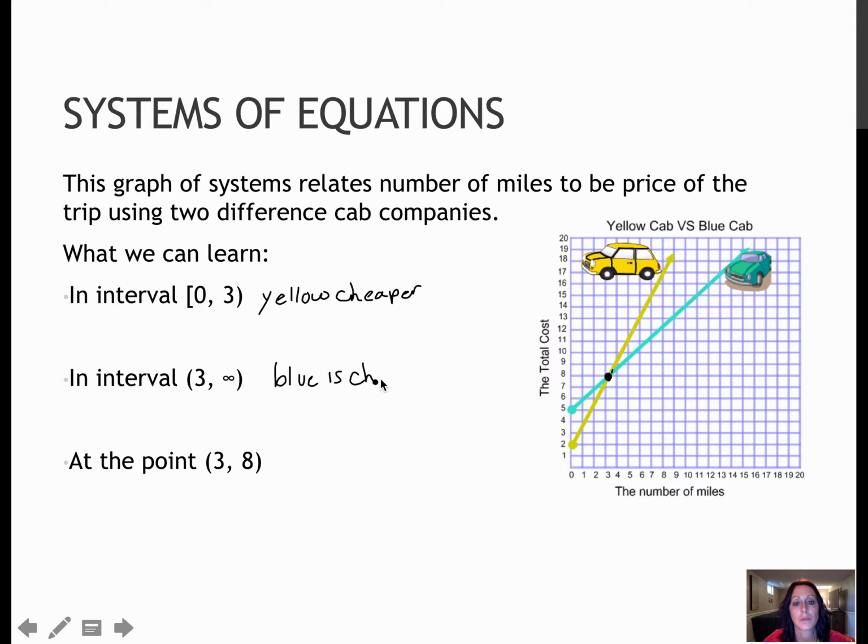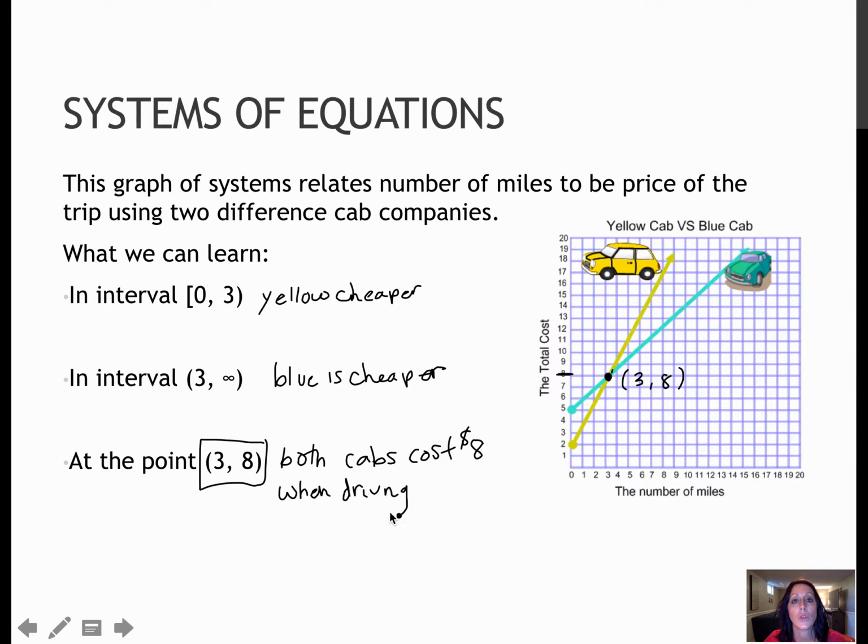The solution to this system would be the point (3, 8), which is right here. And what do we know at that point? That both cabs cost, we're assuming this is in dollars, $8, so that's the 8, when driving 3 miles. That's the 3. So the x represents the number of miles and the y represents the cost. So at 3 miles, both cab companies cost $8.